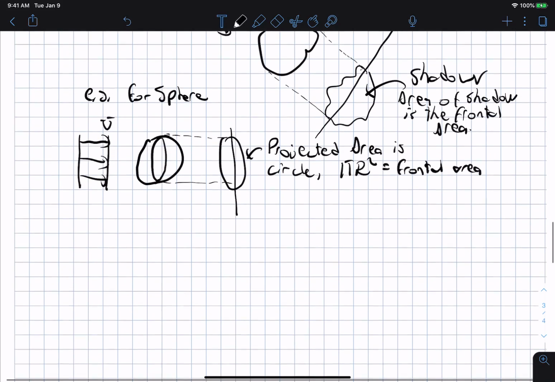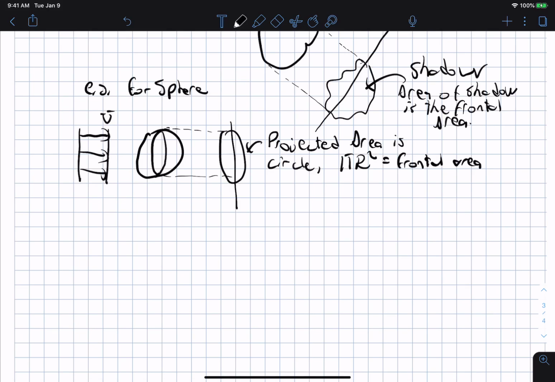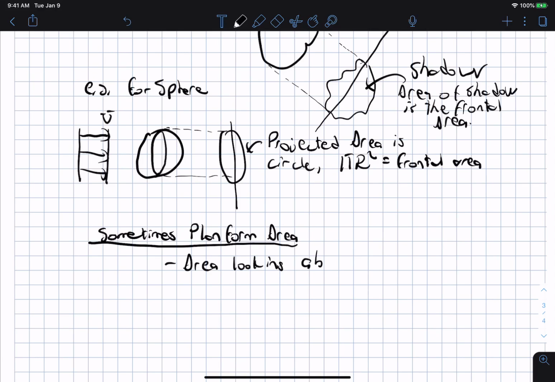Okay, and sometimes we will be using the planform area. That's the area looking from above. This is useful for wings and flat plates.